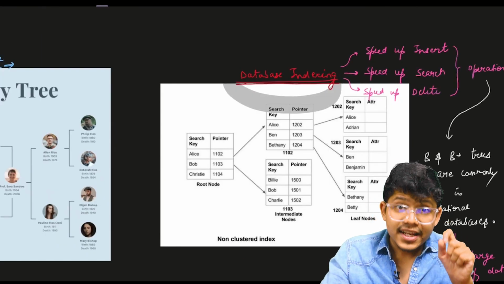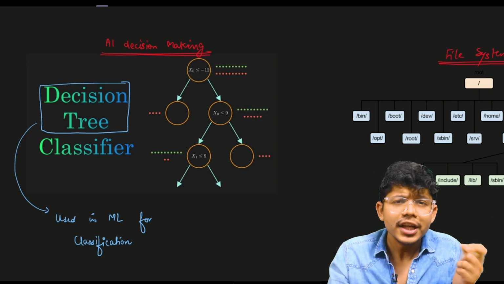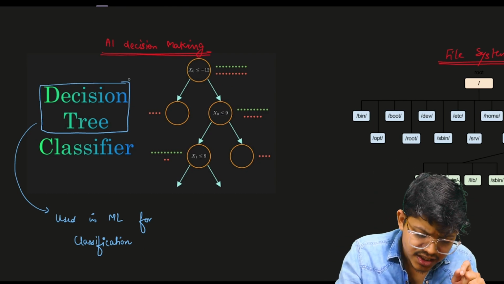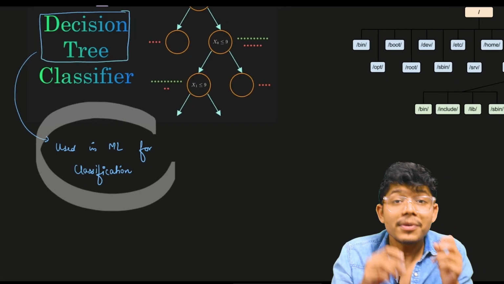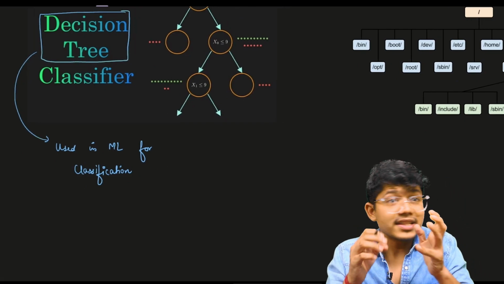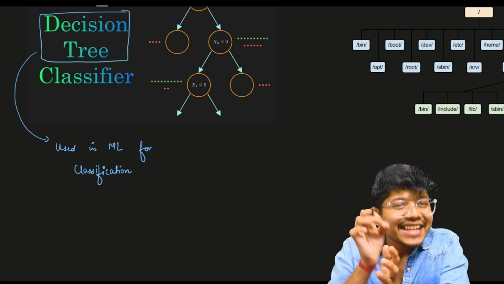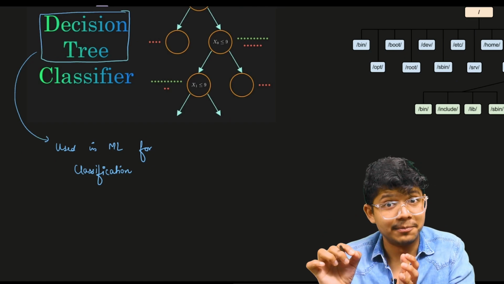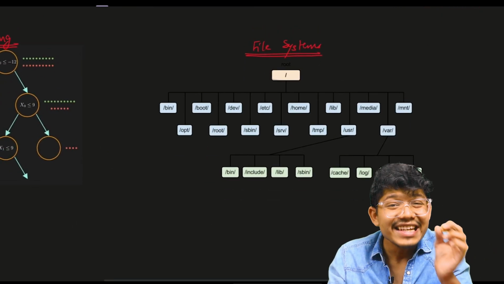Not only database indexing, but also your AI decision making is based on this tree. You must have heard about the decision tree diagram, or basically the decision tree classifier. It is actually used for machine learning classification, to classify something as a cat or a dog. Must have heard about this, right? That is based on the decision tree diagram. And also your entire file system is actually a tree structure.